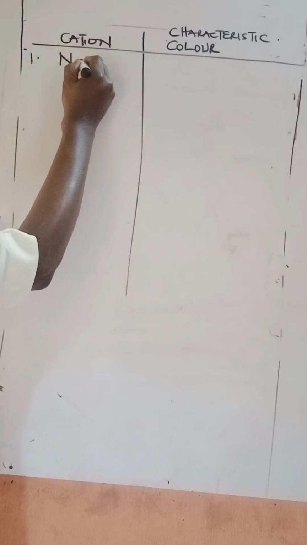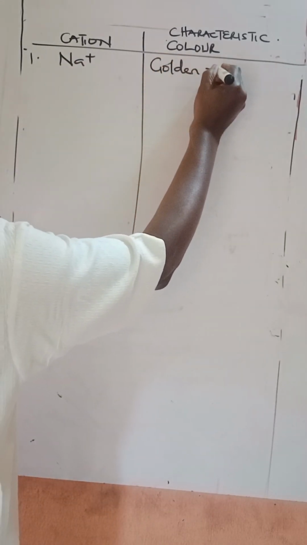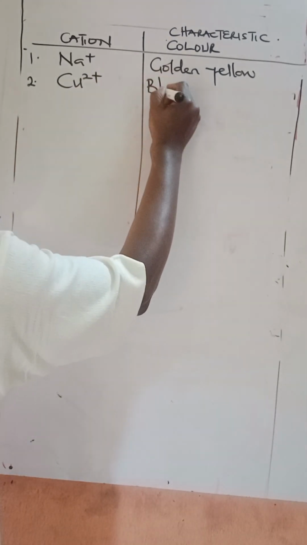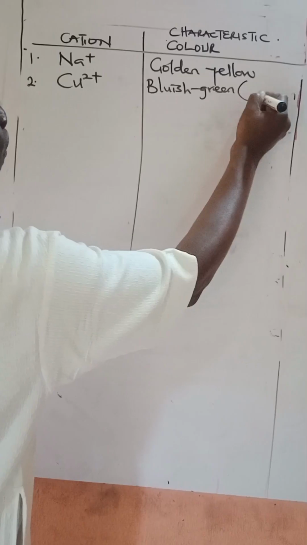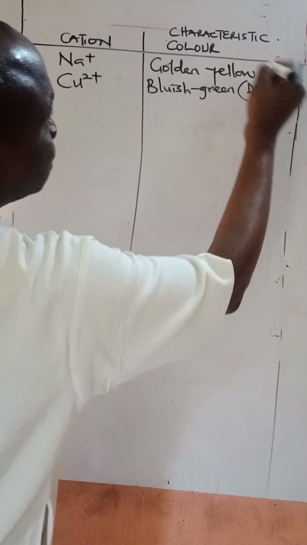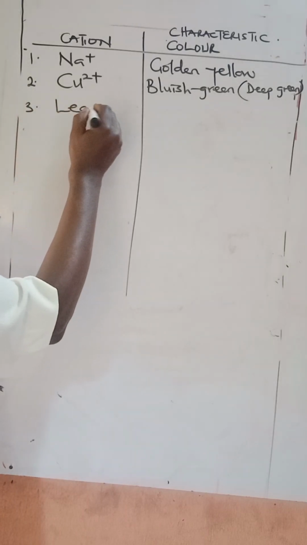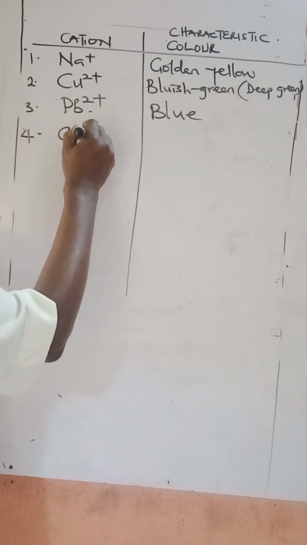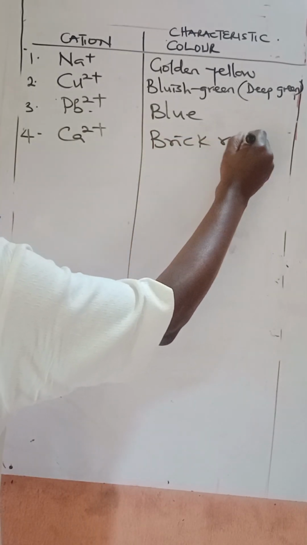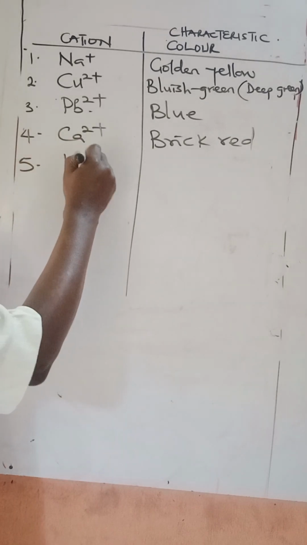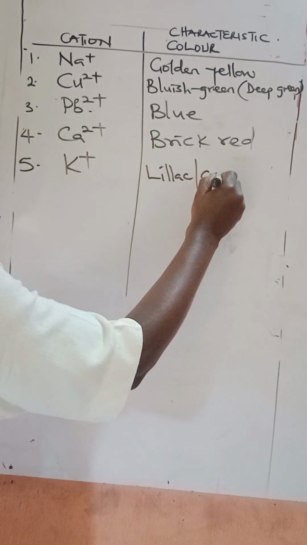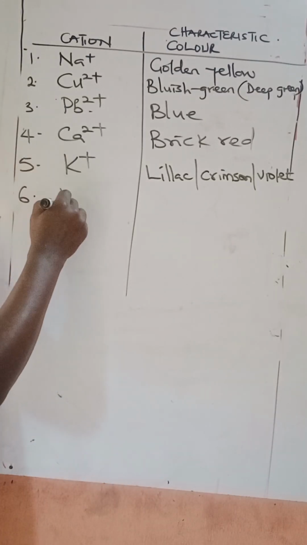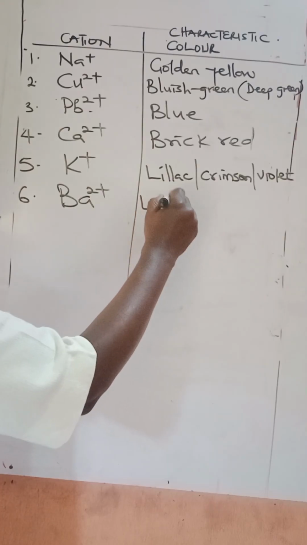One, sodium ion, it burns with golden yellow. Two, copper 2, this one burns with bluish green or deep green. Three, lead 2 ion, this one is blue. Four, calcium ion, this one is brick red. Five, potassium ion, this one is lilac or crimson or violet. And finally, we have barium. This one burns with light green.